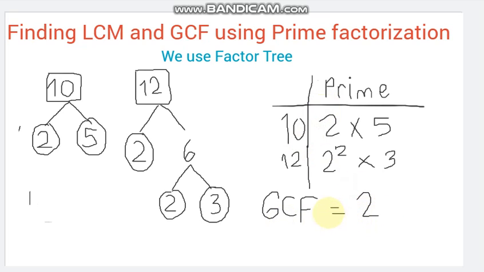Now, for the GCF, we look at which one has the least power. Is it 2 with the power of 1? Since it's only 1, we don't have to write it down. Or 2 with the power of 2? Oh, this has more 2s. This has less 2s. So since it's less, we just put 2 there for the GCF. We can cross it out now, since we already used it for the GCF.